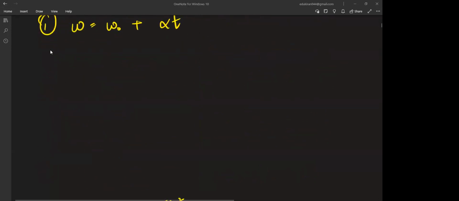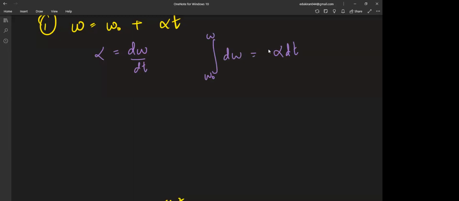See, when we have to derive omega is equal to omega naught plus alpha t, we already know what alpha is. Alpha is d omega over dt. So if we have to find d omega, means from initial value to its final value, we'll integrate alpha dt from 0 to t, right?